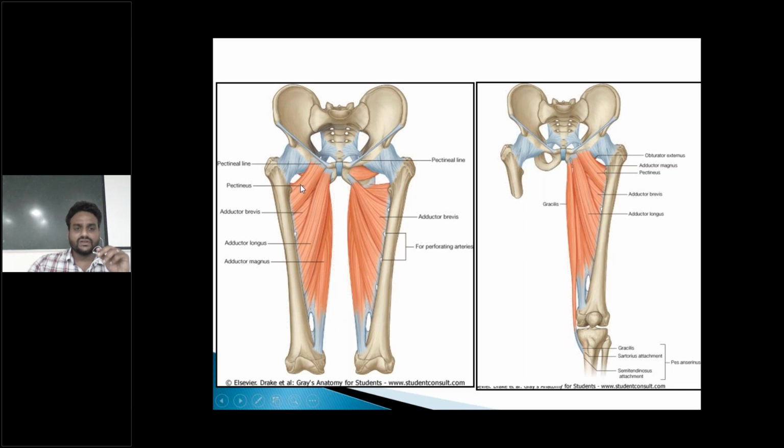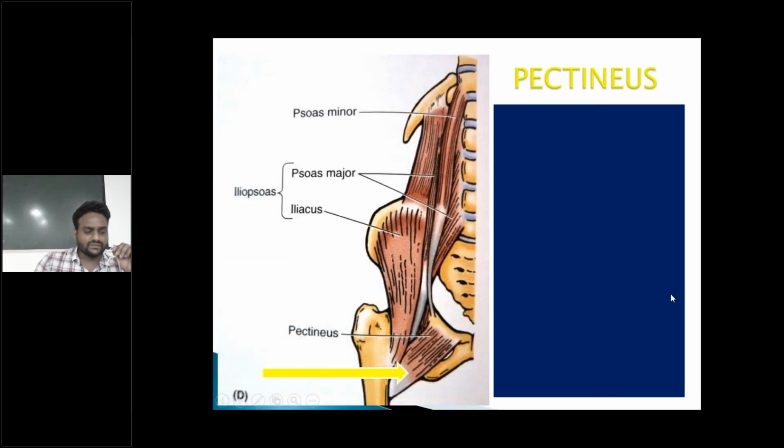I told you: pectineus, adductor brevis, adductor longus, adductor magnus. This is the obturator externus, and this one, in the second picture, is the gracilis. So these are the muscles of the medial compartment of the thigh. Now in this picture you see the first muscle. The yellow arrow is showing the muscle. This one is the pectineus.